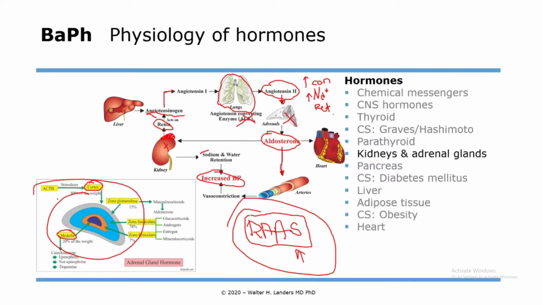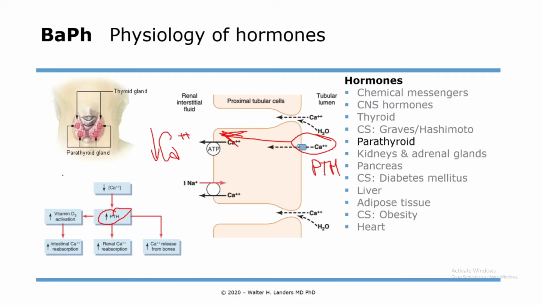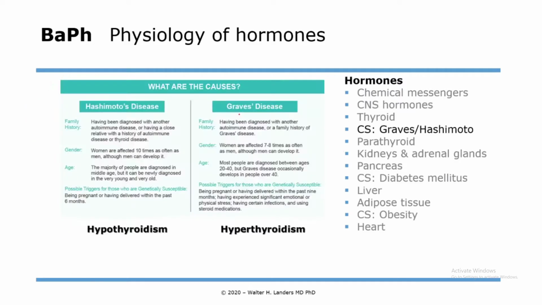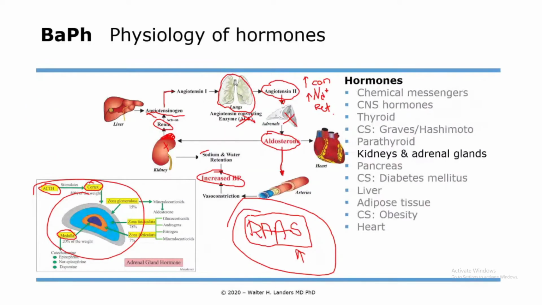So the cortex is stimulated by ACTH, which was again that hormone that was released by the anterior pituitary gland. And what it does over here is that it stimulates the following zones.